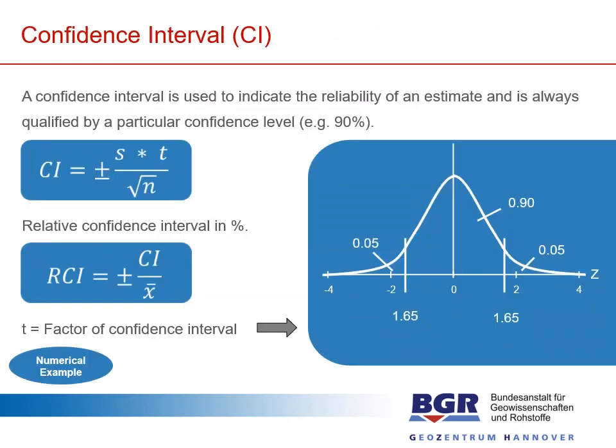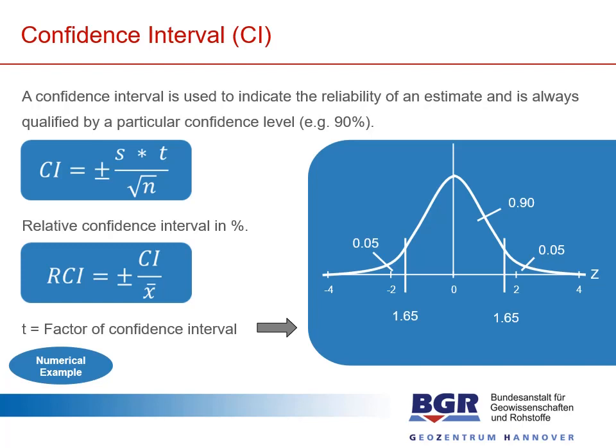The confidence interval is used to indicate the reliability of an estimate and is always qualified by a particular confidence level, like 90% or 96%, which is 2 sigma. The confidence interval is on both sides of the graph, so it's plus and minus: the standard deviation times the factor of the confidence interval divided by the root of n.